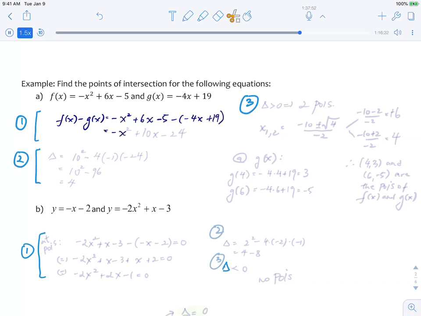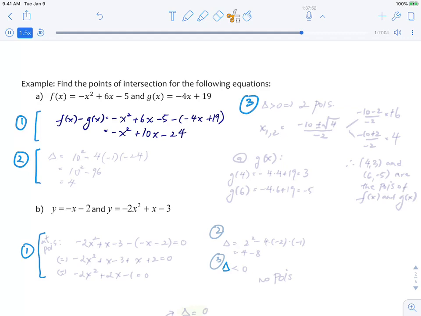So that means I have a negative x squared. The 6x and the positive 4x will give me a 10x, okay? And then I have a negative 5 minus 19. Negative 24. Okay, so I have my equation. What do we do next?